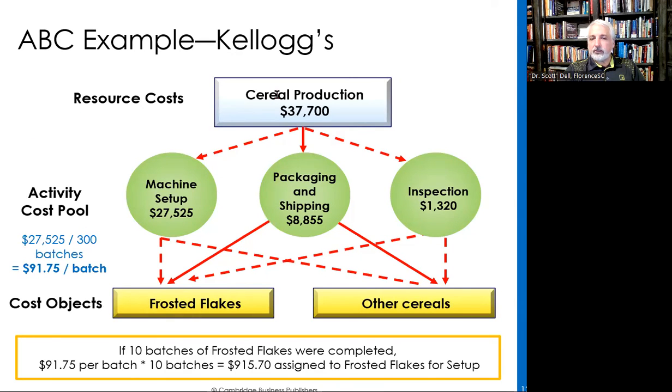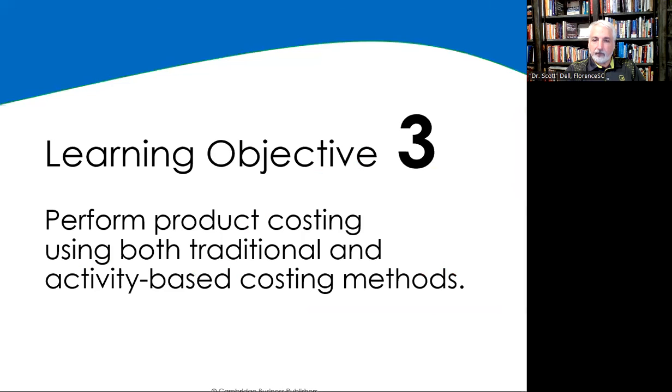So what are we doing for cereal production? For total cost, we have machine setup, packaging and shipping, and inspection. Those are all costs associated. These are separate activity pools that we are concerned with, and they total up to 37.7 to go with that. And how many batches? We get $1 per batch. We're actually figuring out our total cost. So 10 batches of Frosted Flakes were completed: $91.75 per batch times 10 batches, and we come up with our cost associated with setup in this case. That's just one element, the setup side of things, machine setup.